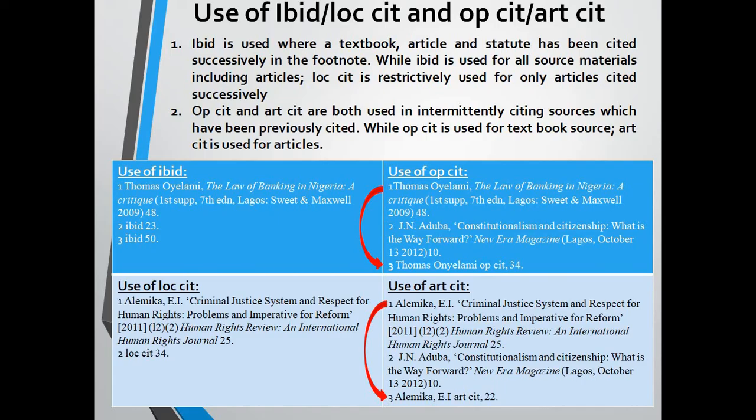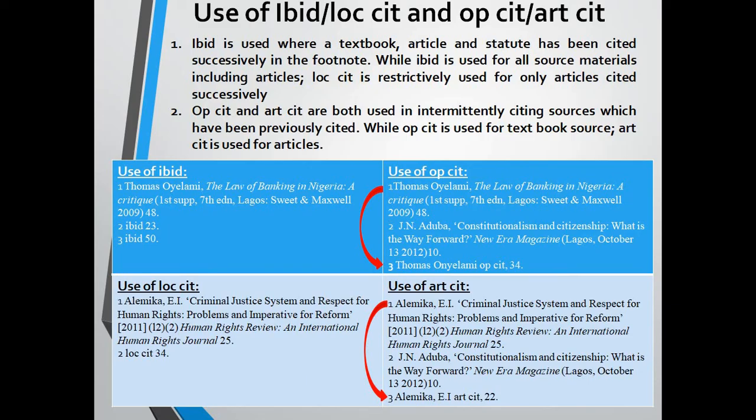Hope this is not getting too much for you, but I would really advise you to take out time after this orientation to study these materials. So number one, ibid is used where a textbook, article, and statute has been cited successively in the footnote. So you're citing Ese Malemi's textbook, and you want to cite it subsequently, that is, it is number 2 on the footnote. That is where you will use ibid.